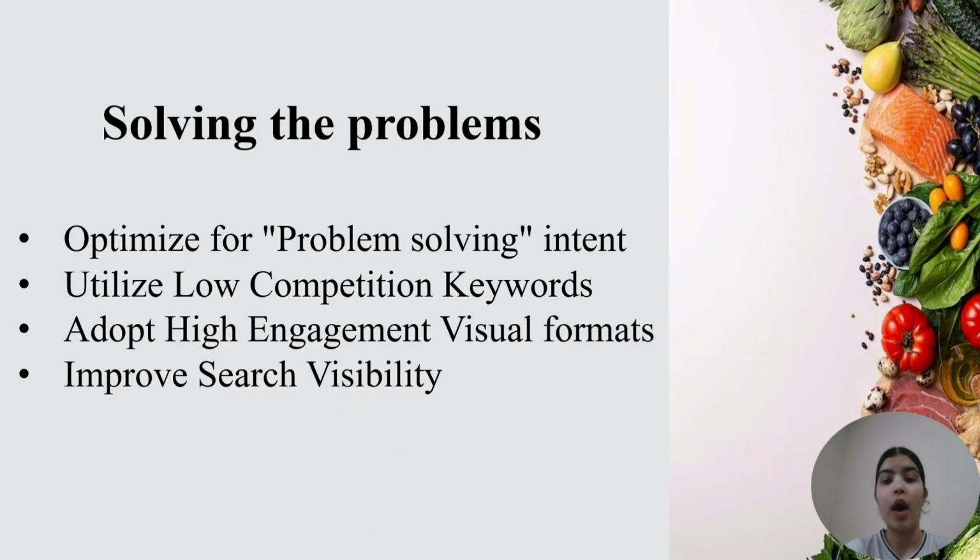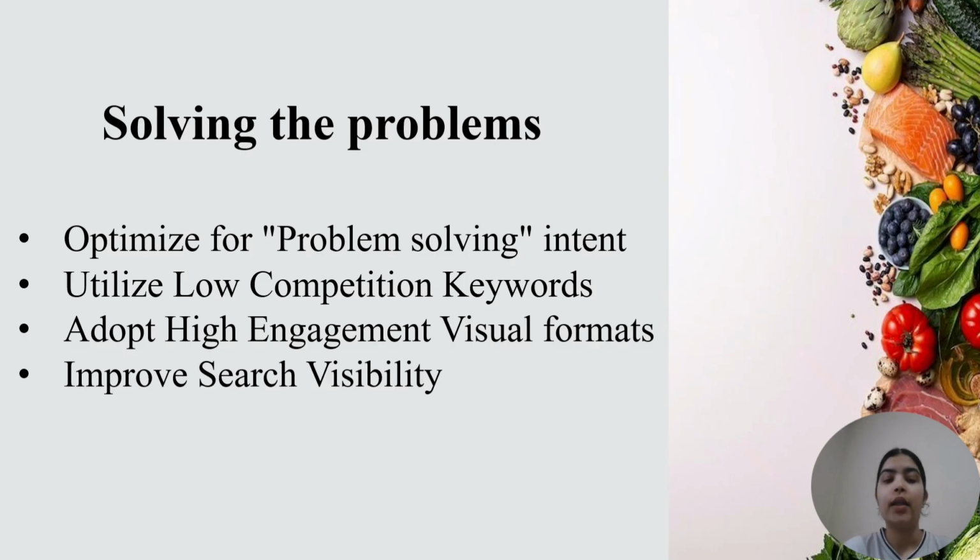So how do we solve this problem? The first one is to optimize for problem-solving intent. Address specific student hurdles such as limited kitchen tools, tiny refrigerators, and the need for portable library snacks. The second one is to utilize low competition keywords. Target budget student meals, where competition is currently low, to rank faster in search results.